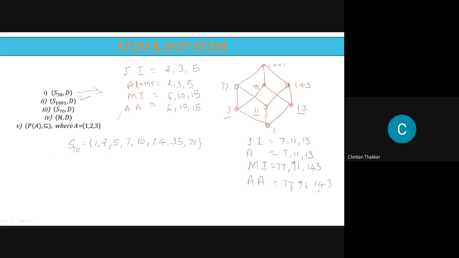Just check the S90, D. Check join irreducible and meet irreducible elements for S90, D.